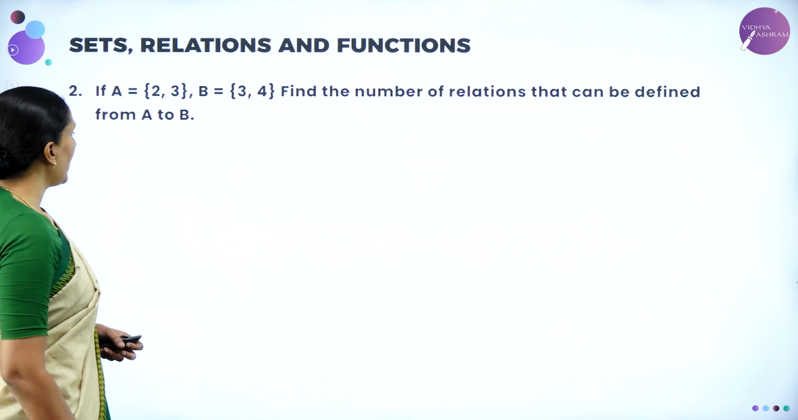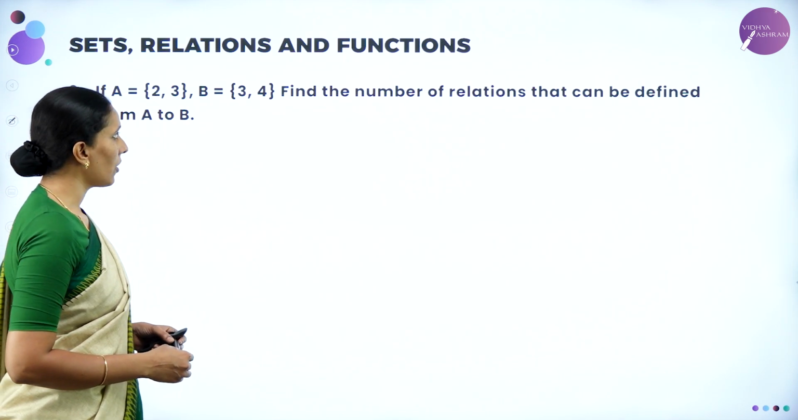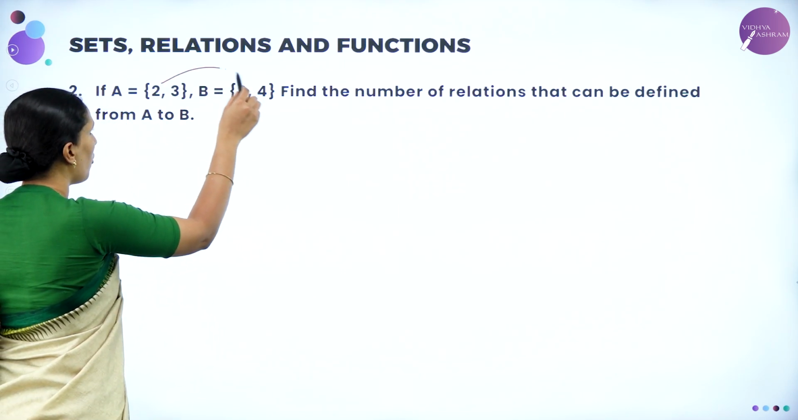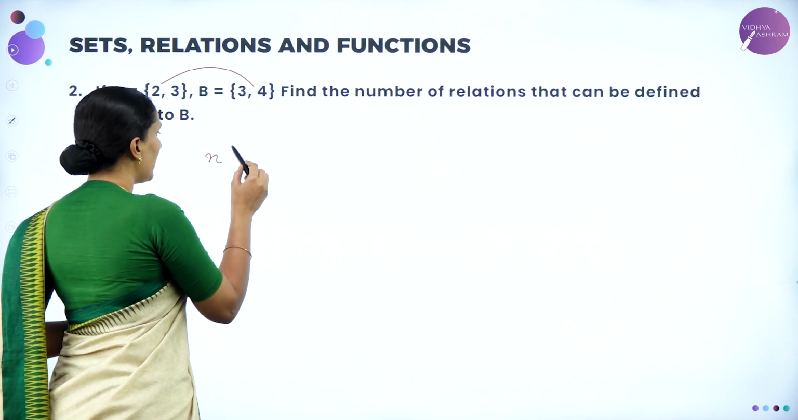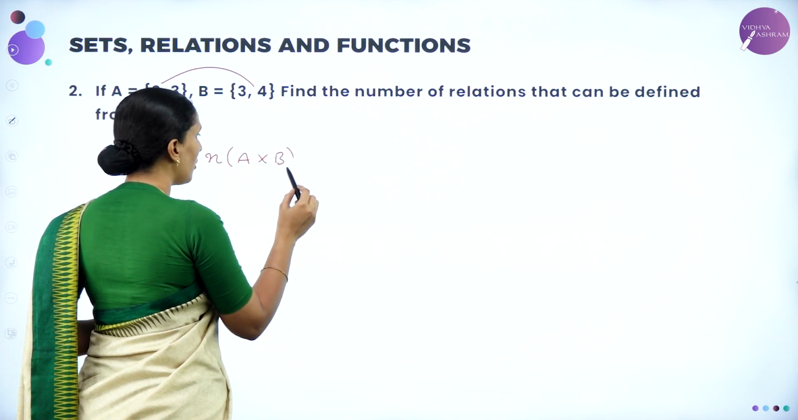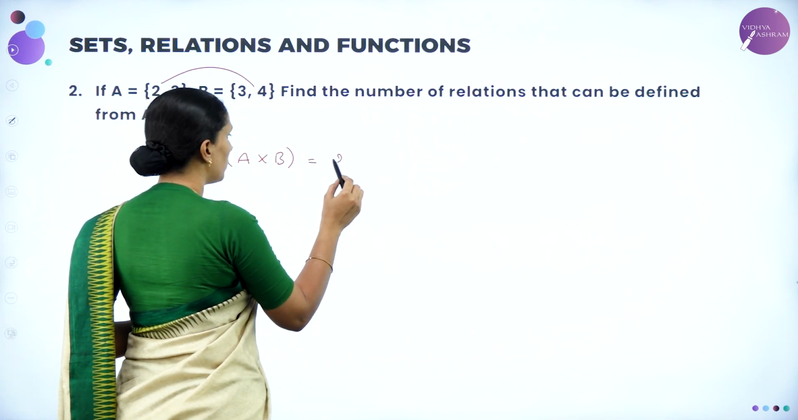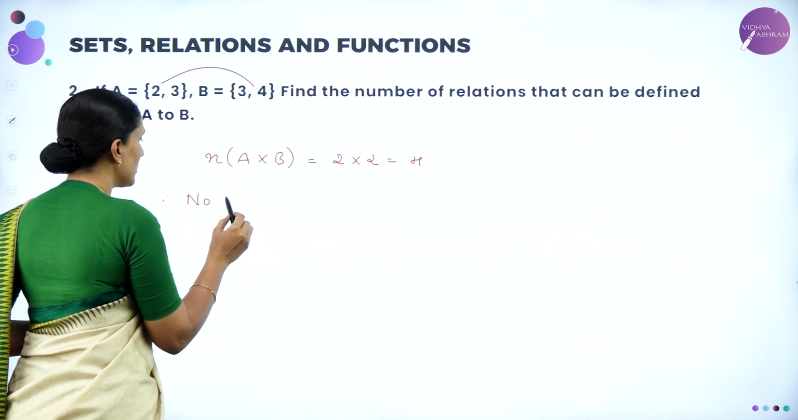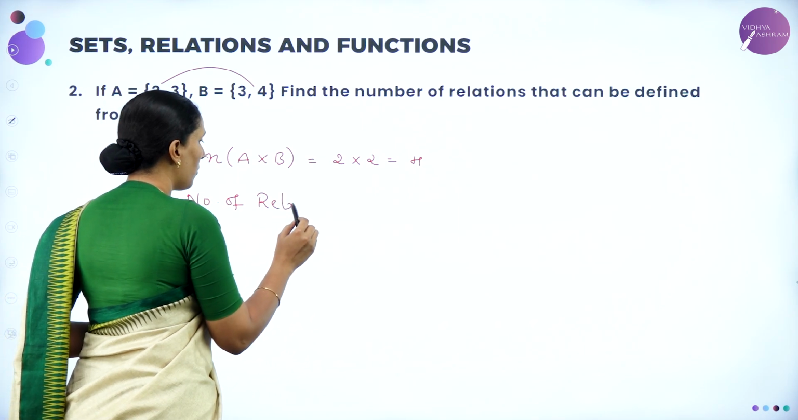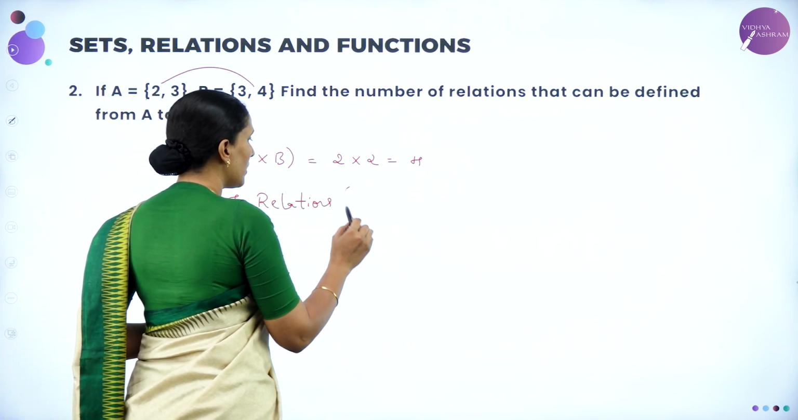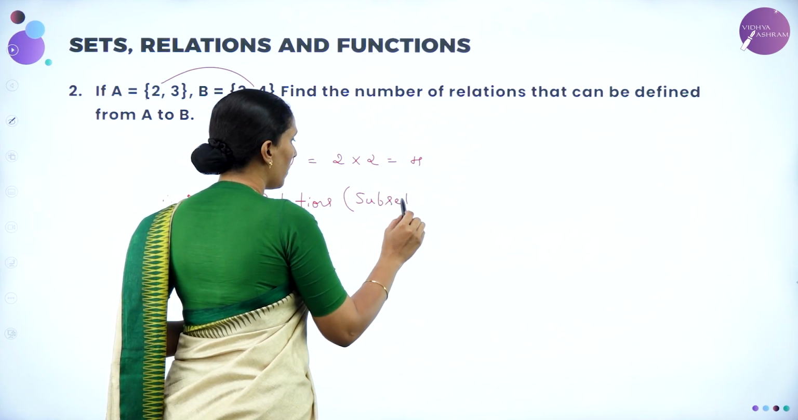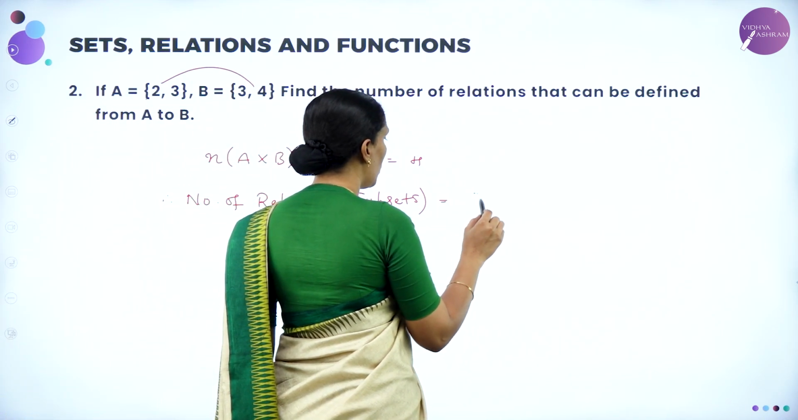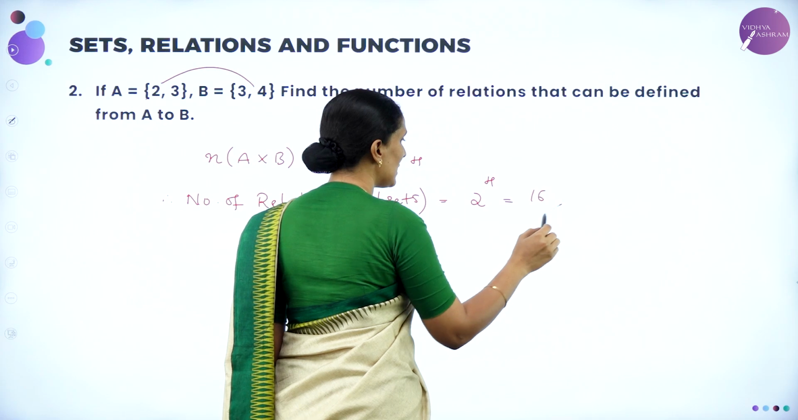Next, if A is equal to {2, 3} and B is equal to {3, 4}, find the number of relations that can be defined from A to B. First find number of elements in A cross B. So number of elements in A cross B, that is the cardinality of A cross B is 2 into 2 which is equal to 4. So therefore, number of relations is nothing but the number of subsets. So relation means subsets. So relations is nothing but subsets of A cross B. So which is nothing but 2 power 4 that is equal to 16.